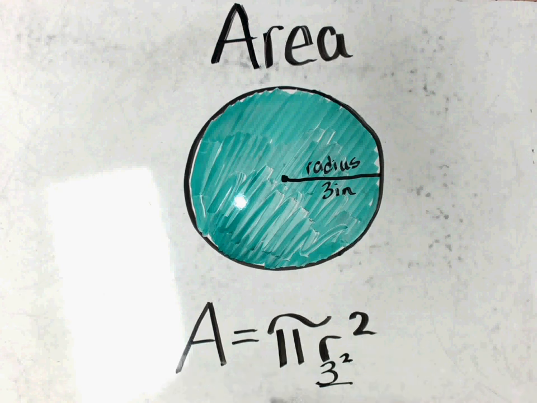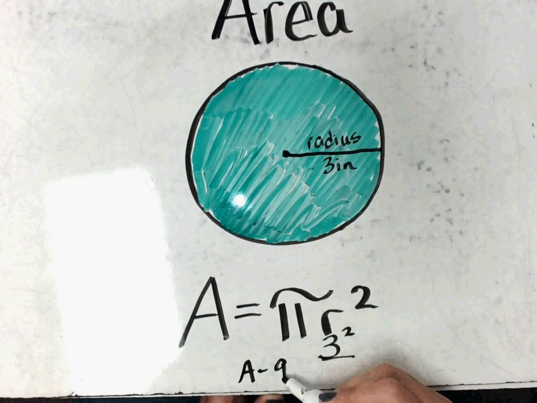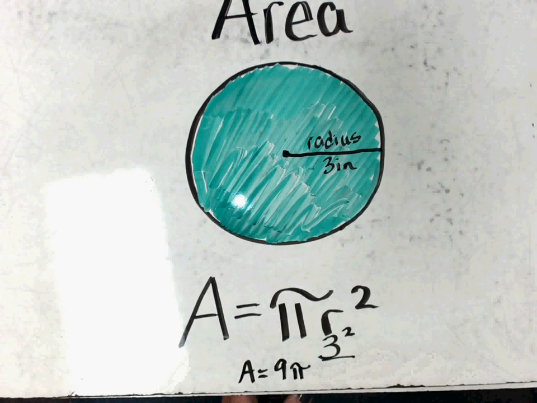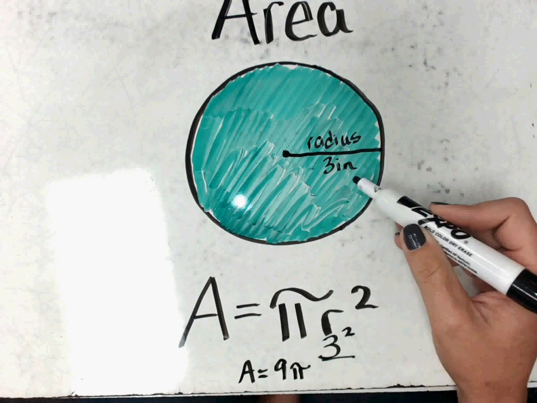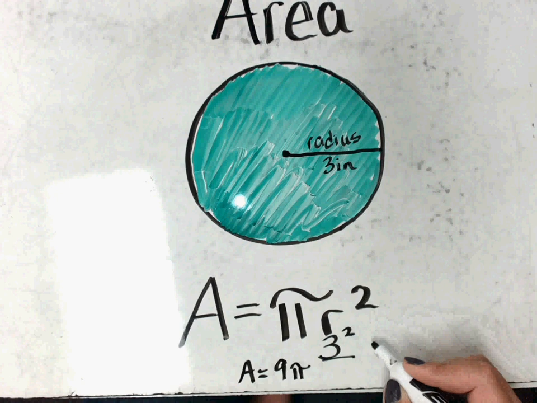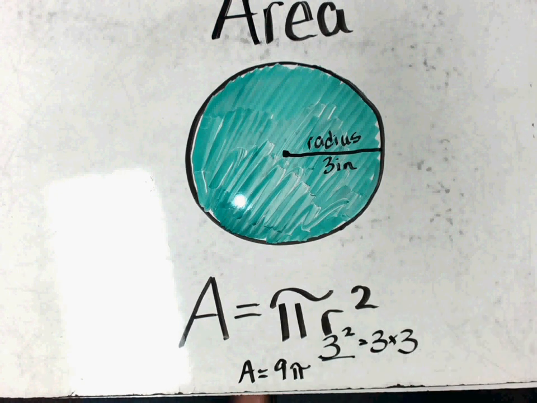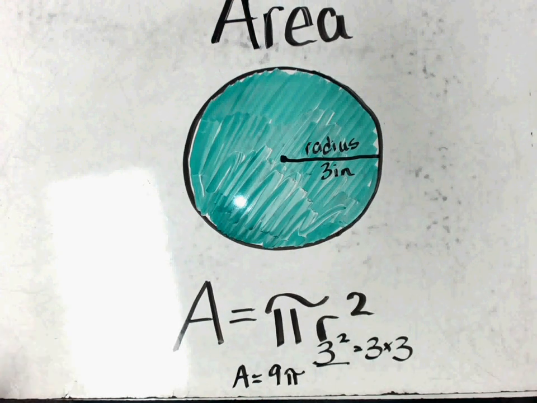So our area would be 9 times pi, or pi times 9. Okay? Because we took our radius 3 and we squared it. It's radius squared. Remember, squared means you take the number times itself. That's 2 3's multiplied together, which would be 9 times our pi. And remember, we just leave it as the pi symbol. Okay? So let's look at a few examples.